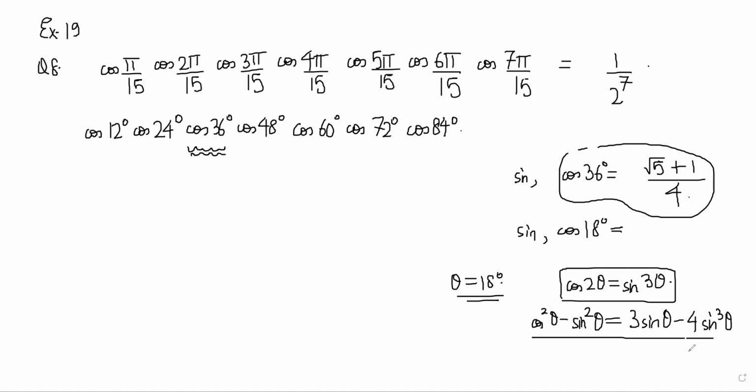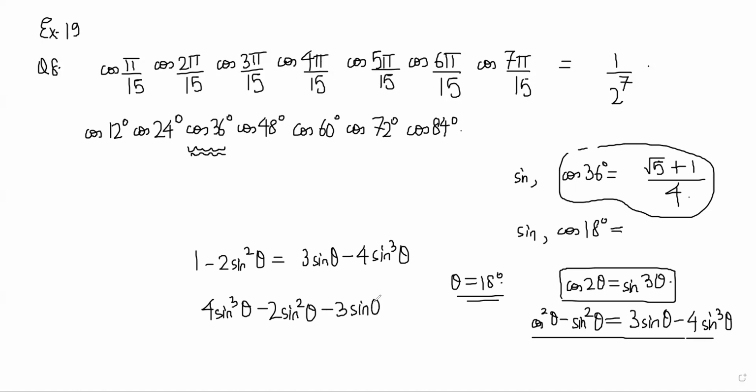Then cos 2 theta, again we can write as 1 minus 2 sine square theta, equals 3 sine theta minus 4 sine cube theta. So then bring everything to one side: 4 sine cube theta minus 2 sine square theta minus 3 sine theta plus 1 equals 0. Now what?